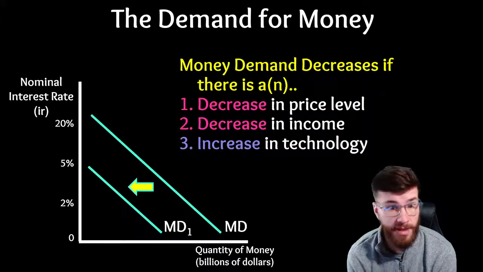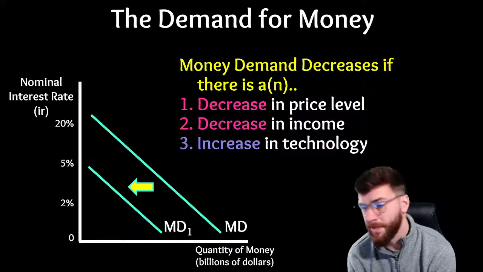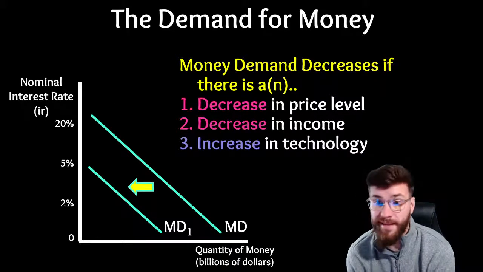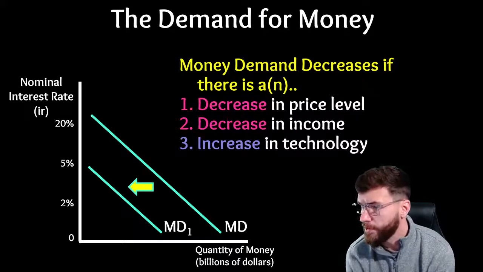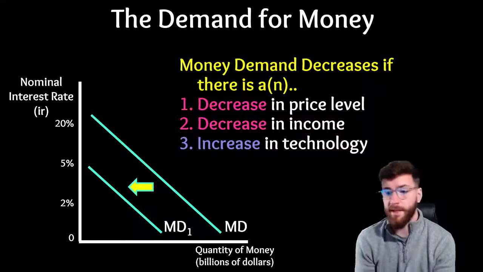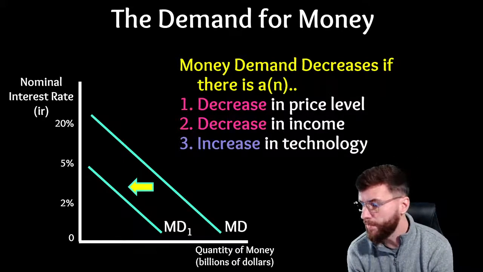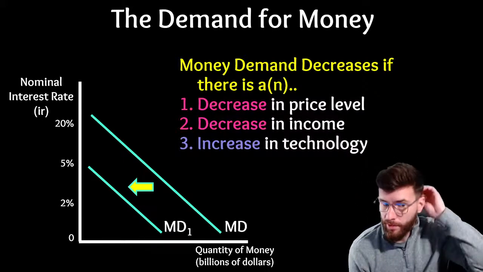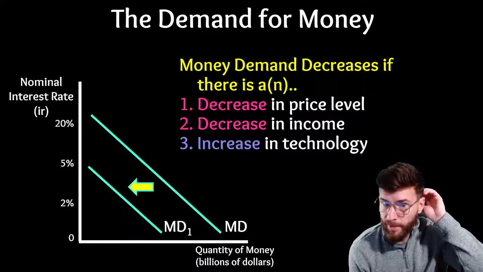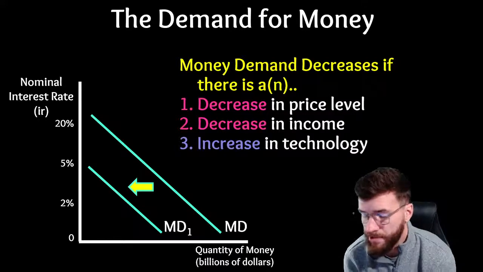And then lastly, if we have an increase in technology. I don't know how to get it to this point, but when the ATM machine was invented, you could put money in a savings account, make interest, and then if you needed it, you just got to find an ATM, withdraw money, boom. So you don't need to hold money. If you need money, you find a way to get money. So you will hold less money at the advent of the ATM machine.